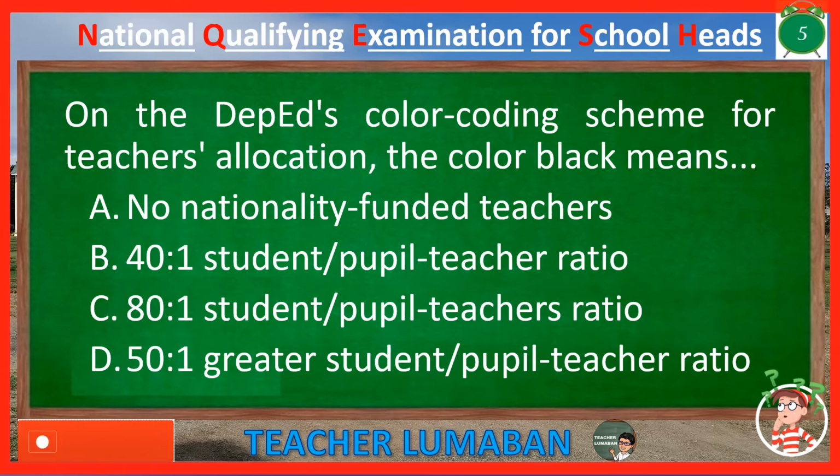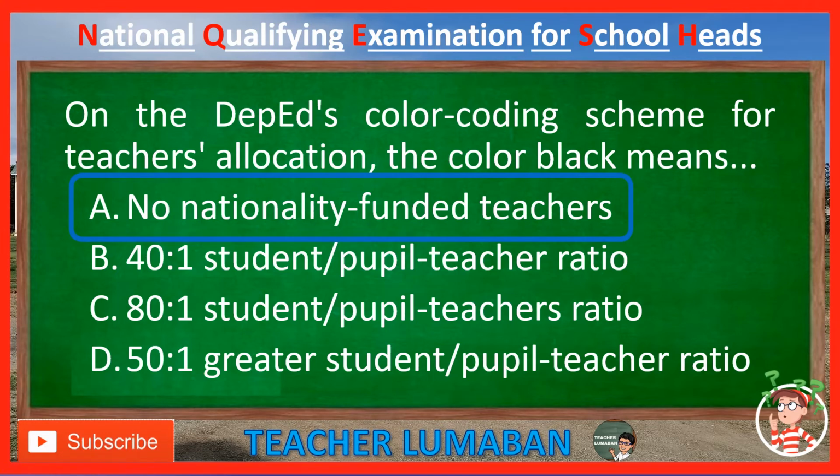5, 4, 3, 2, 1. The correct answer is letter A, no nationality funded teachers. On the DFED's color coding scheme for teachers allocation, the color black means no nationality funded teachers.